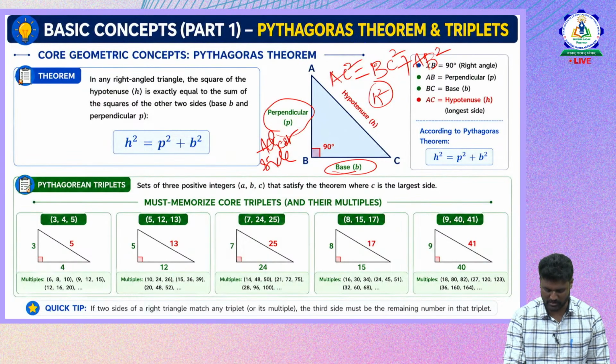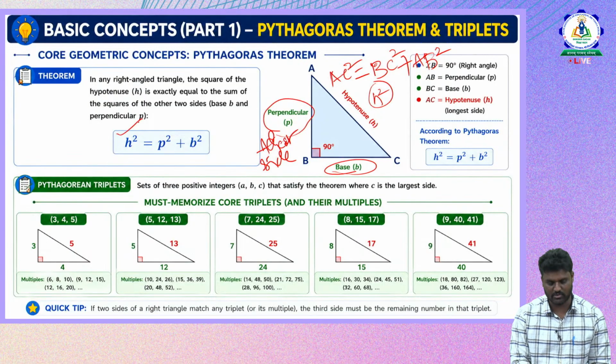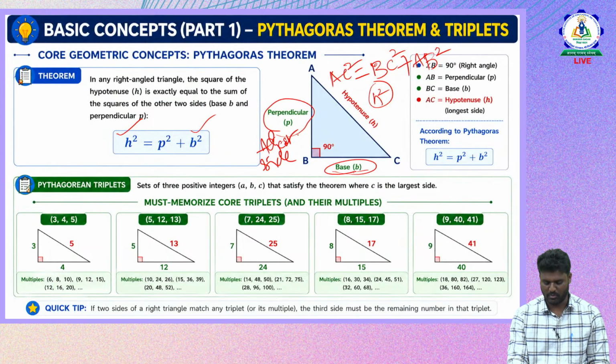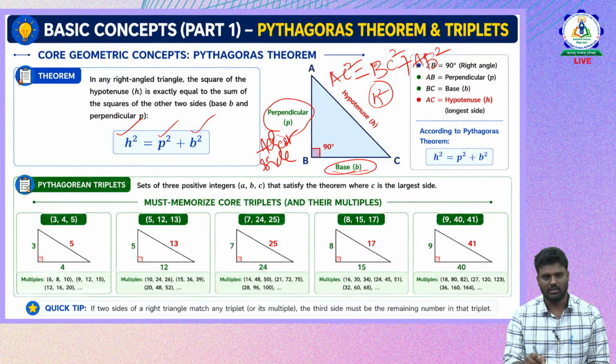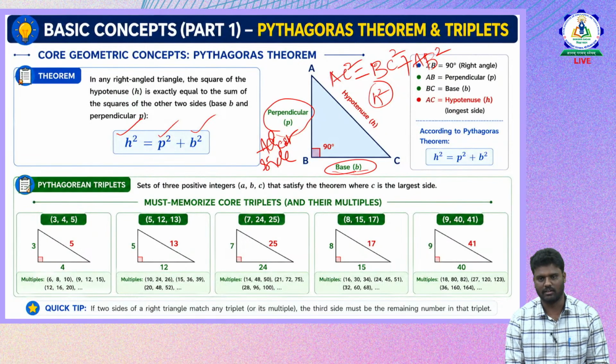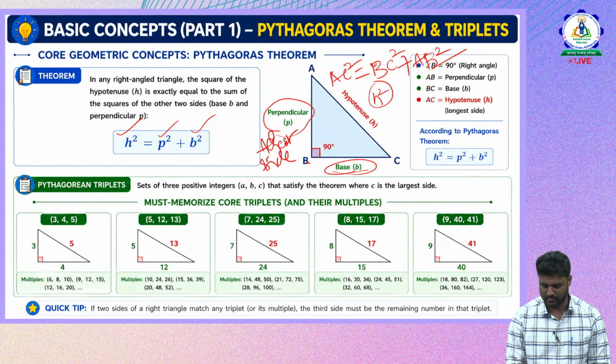What is AC here? That is H, that means H square, the hypotenuse square. BC means base, B square, and P means perpendicular, that is the other adjacent side, P square. When the values satisfy this condition, then we say that the given right angle triangle follows the Pythagoras theorem. Here angle B is the right angle, AB is the perpendicular, BC is the base, and AC is the hypotenuse.